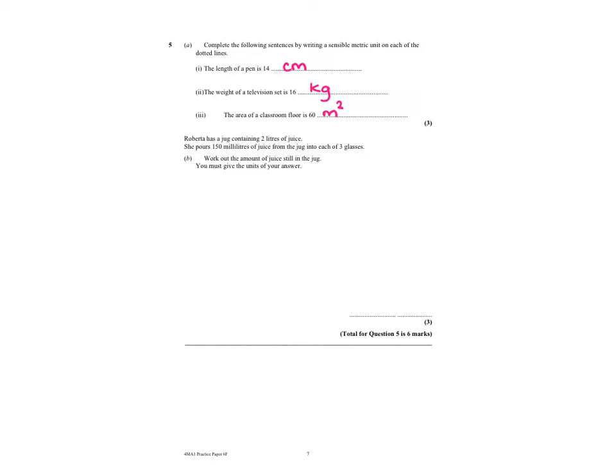Roberta has a jug containing 2 litres of juice. She pours 150 millilitres of juice from the jug into each of 3 glasses. Work out the amount of juice still in the jug. Okay, so I have a huge jug and it has 2 litres. And then I have 3 glasses. I always like to draw pictures, I think it's easier. And each glass has 150 millilitres.